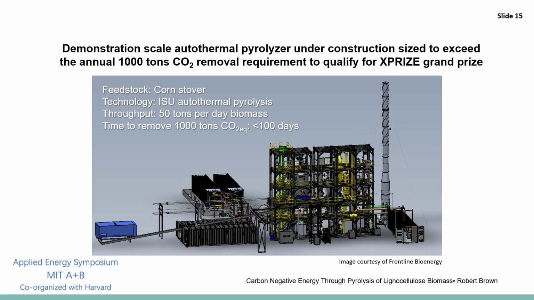A demonstration scale autothermal pyrolyzer is under construction, sized to exceed the 1,000 tons CO2 removal requirement to qualify for the X Prize grand prize. The feedstock is corn stover. The technology is our autothermal pyrolysis technology, and it will be able to remove, if operating at capacity, 1,000 tons of CO2 equivalent in less than 100 days.